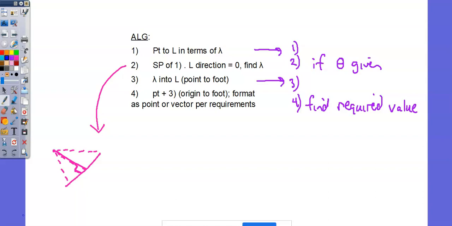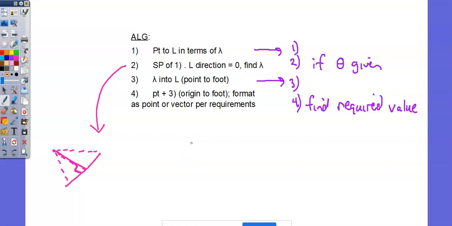And my comment about format. Usually the format is going to be a vector format, so you'll have either component form or column form, but you'll have a vector. It might be point format. What are the coordinates of the point? And then you would use that format.